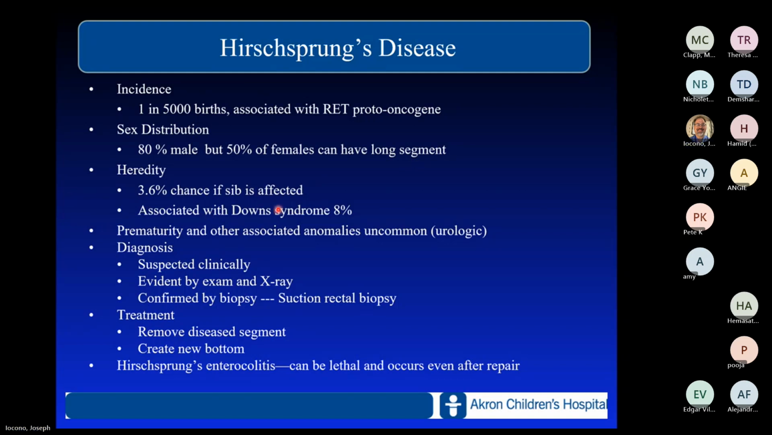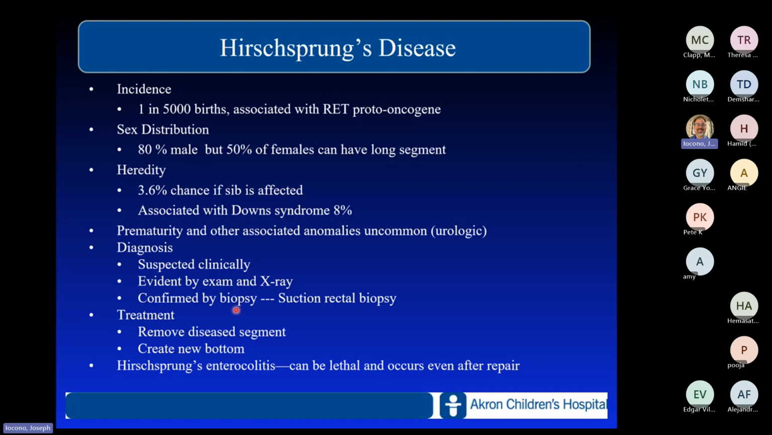Since it's on an oncogene, it does run in families and is, again, as we said earlier, associated with Down syndrome. Premature and other associated anomalies are uncommon. There can be some urologic things, sometimes a megaureter, but rarely. Usually Hirschsprung's disease is on its own unless you have Down syndrome. You suspect it clinically when they're not passing meconium within the first 24 to 48 hours, or they're not passing stool very regularly, and they have a normal anatomy on exam.